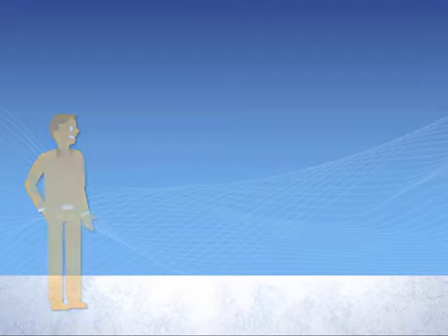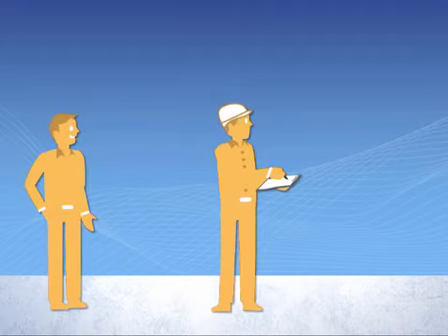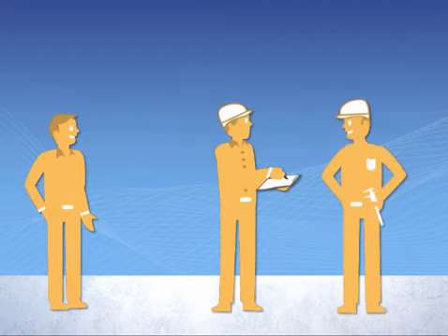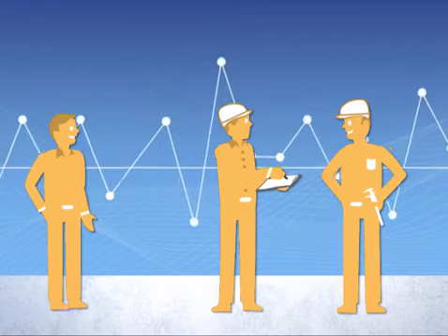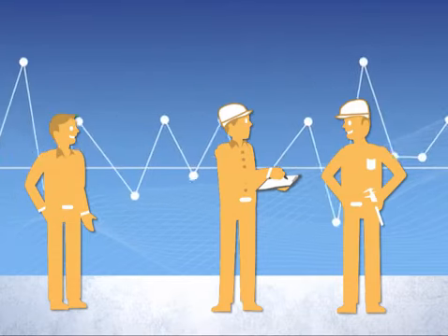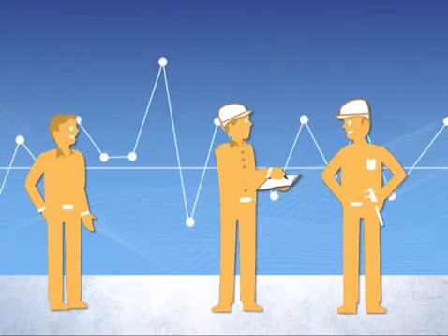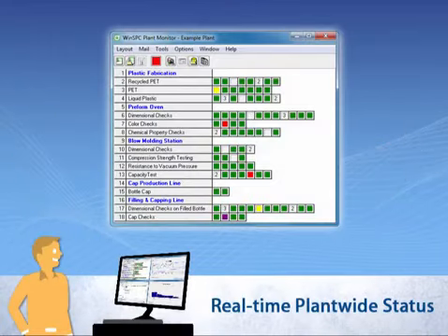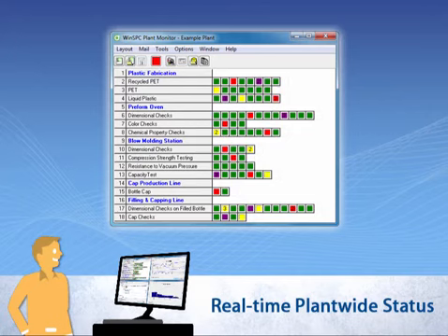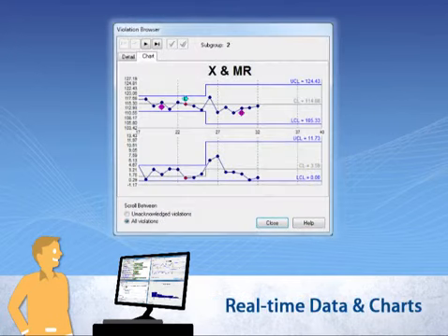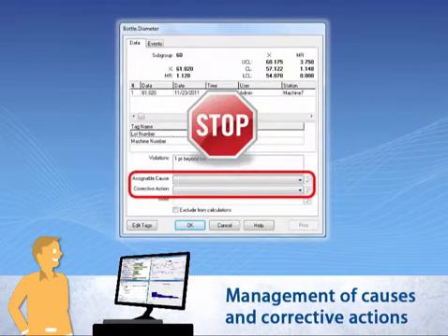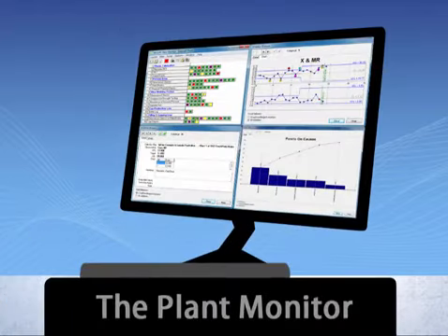Whether you are a plant manager, shop floor supervisor, or machine operator, you need to know how processes are behaving. This interactive presentation focuses on a WinSPC tool that meets this need. One that presents the real-time status of plant-wide processes on a single screen, provides access to real-time data and charts, and facilitates the management of assignable causes and corrective actions. The name of this tool is the Plant Monitor.